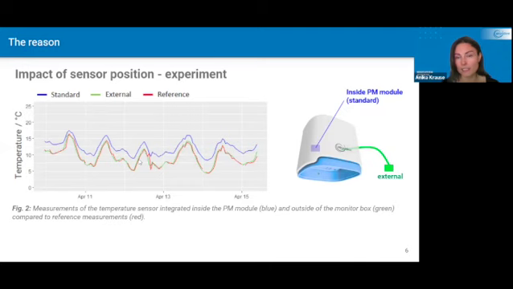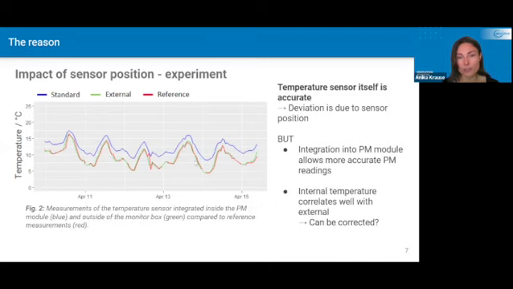So the reason is not that the temperature sensor is somehow broken or doesn't work properly. It's just really about the placement of the sensor inside the box. Now you can ask, well, why don't we design it a bit better and design it in a way that the temperature sensor is exposed to the outside air?